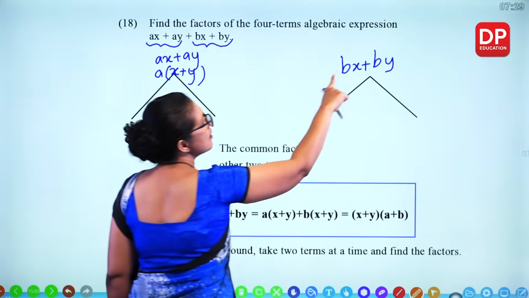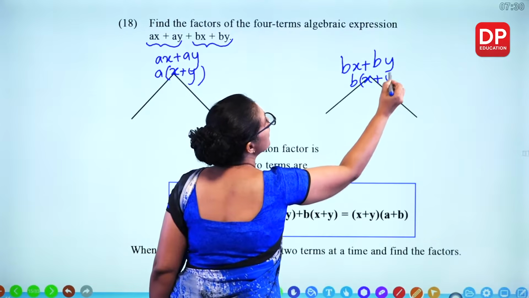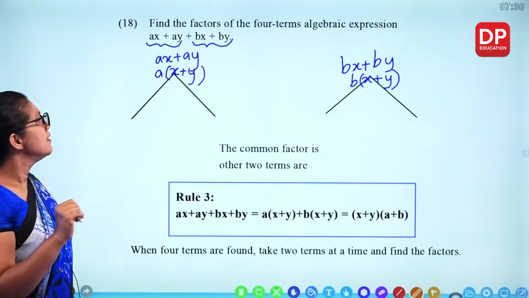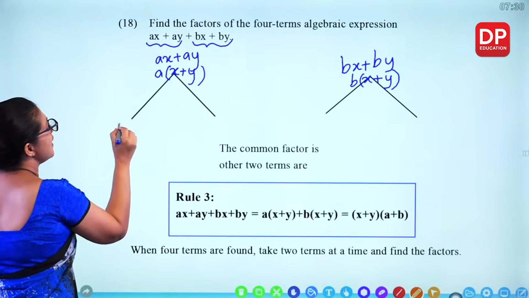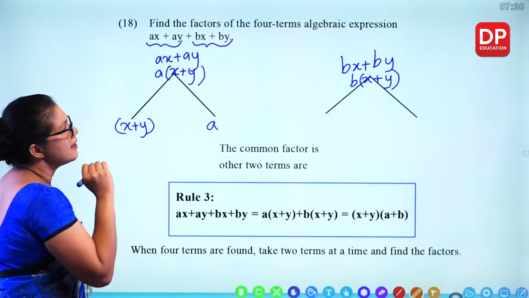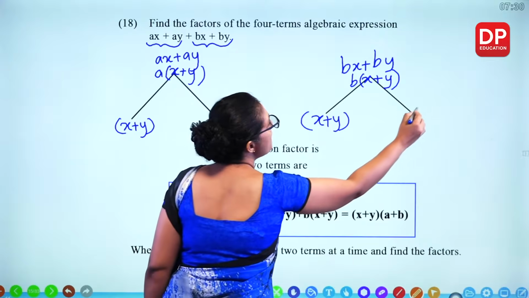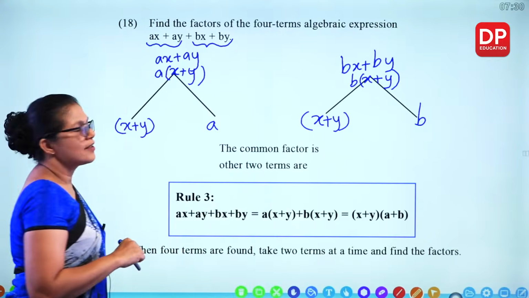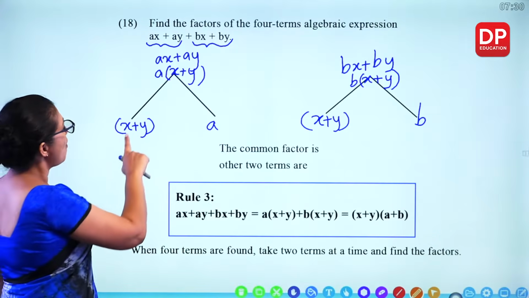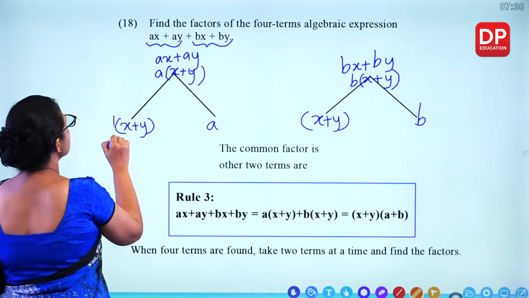This one, b is common. I can take it out and write x plus y. Now, try to write down factors. So, what are the factors of this? X plus y and a. In this one, x plus y and b. So, what's the common factor? So, the common factor for both is x plus y.